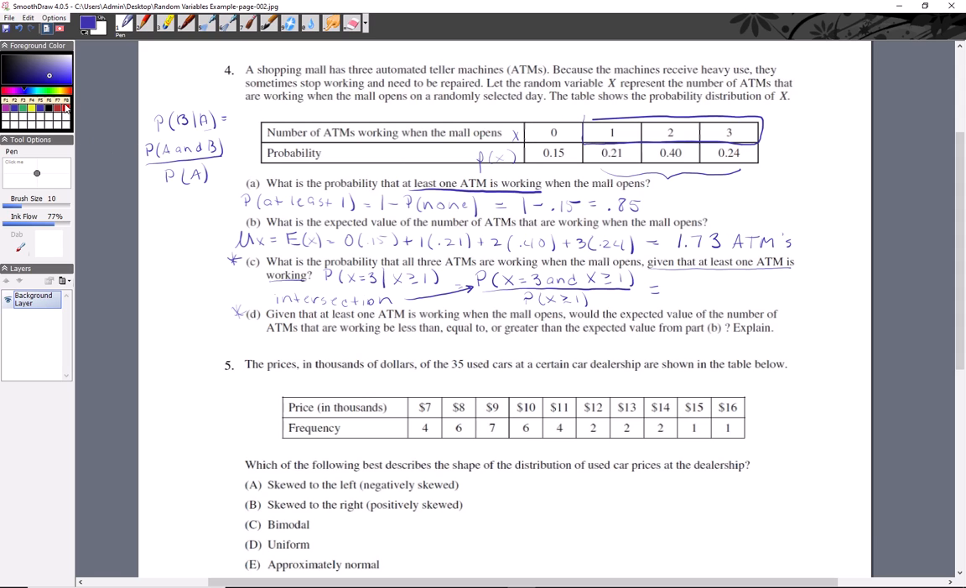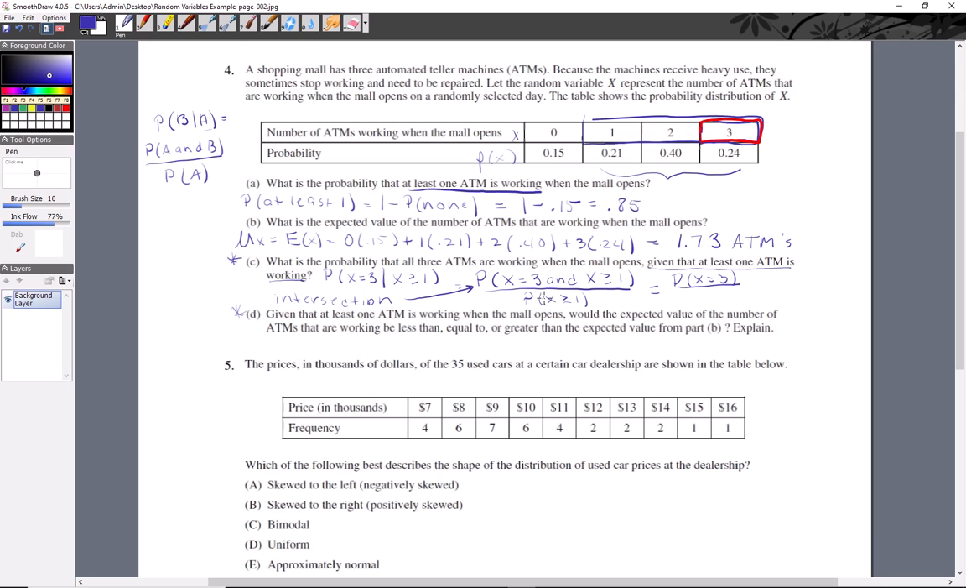And let me change colors. Here is 3 working. And that did not change colors. Yay me. All right, get that red. Okay, do you see where they are intersected? Right here. So basically, that numerator is just merely the probability that x equals 3.